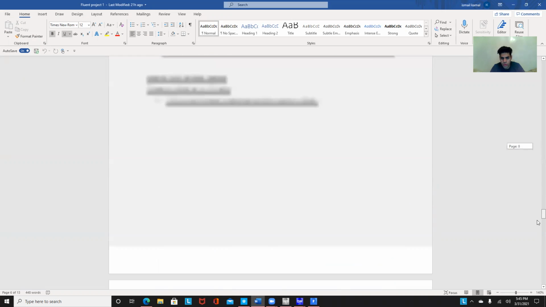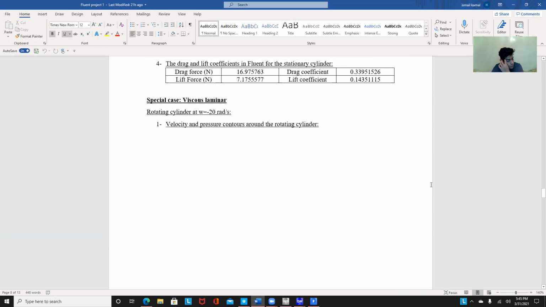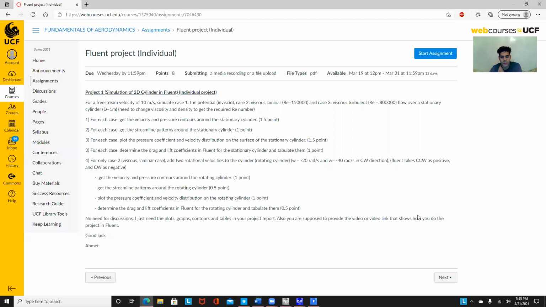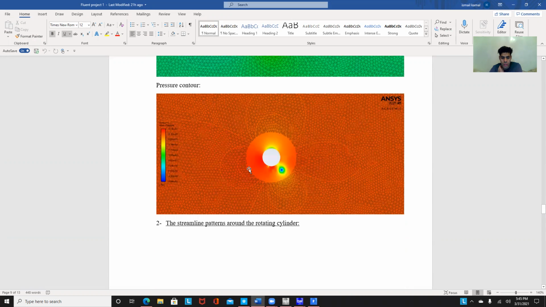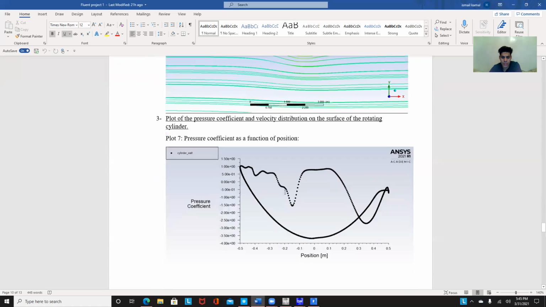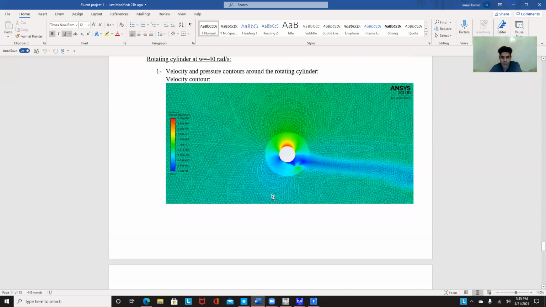And yeah, for the last part, I had to use a rotating cylinder. The first one was 20 radians per second counterclockwise. I mean clockwise, yeah, clockwise for the negative. This is what I got for my velocity and my pressure contour. You can see that the pressure contour was very, very high for the 20 radians per second clockwise. My streamlines are here. Velocity and pressure coefficient plots are here.